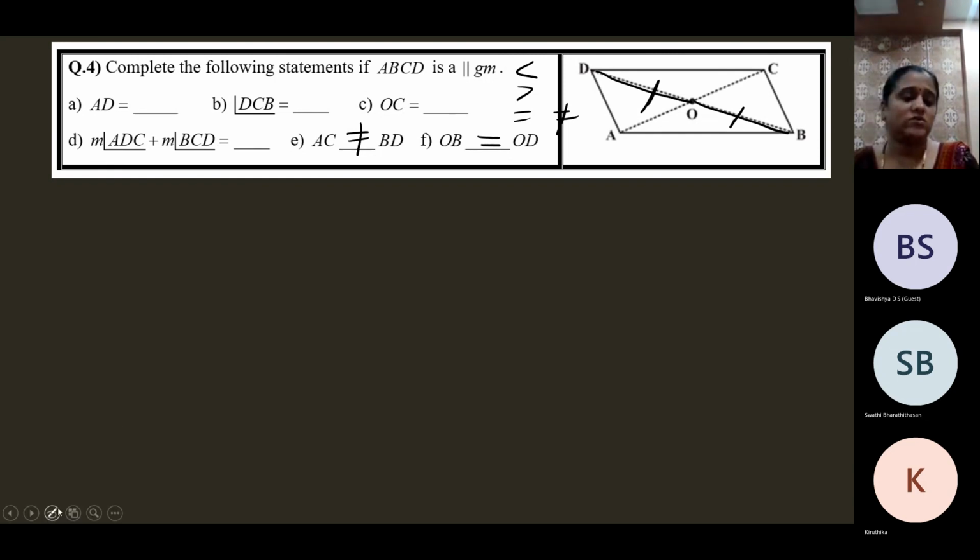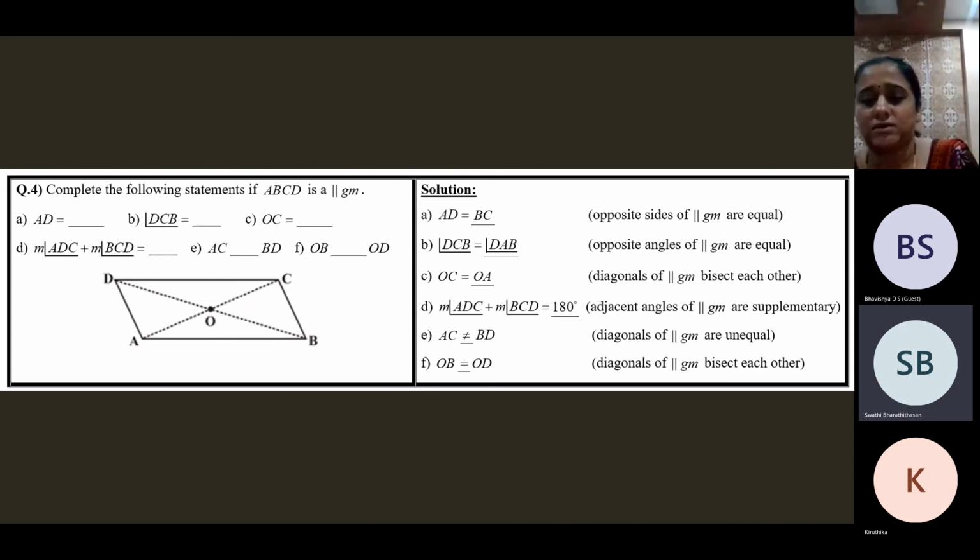Very good. So this way you can understand the properties of a parallelogram. So you've already completed this, right, children? Yes, ma'am. All right.